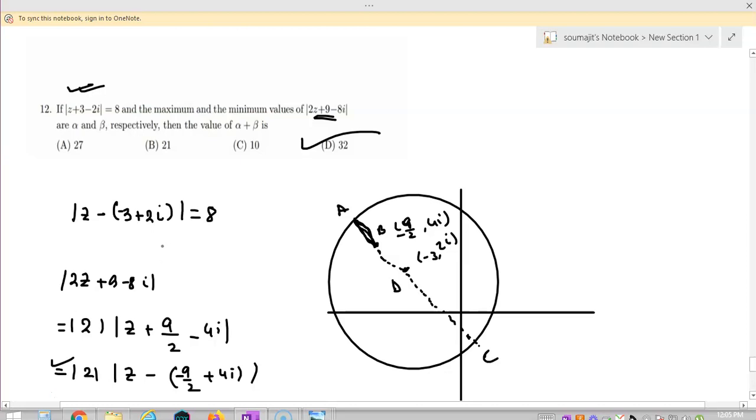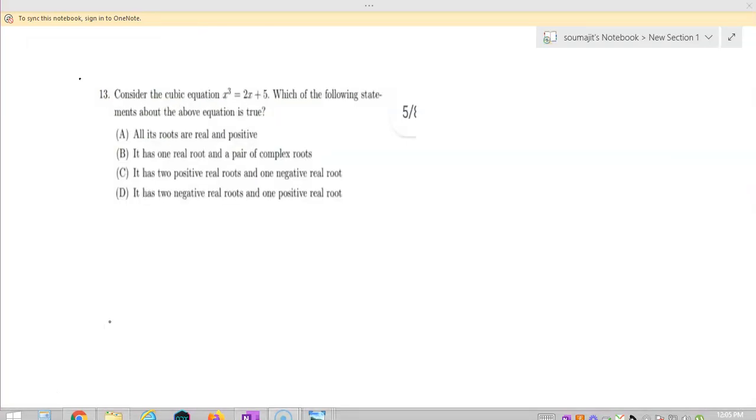Now let's solve the question number 30, which says: consider a cubic equation x cube equal to 2x plus 5. Then which of the following statements about the above equation is true? First option says that all the roots are real and positive. It has only one real root and a pair of complex root. It has two positive real roots and one negative real root. It has two negative real roots and one positive real root.